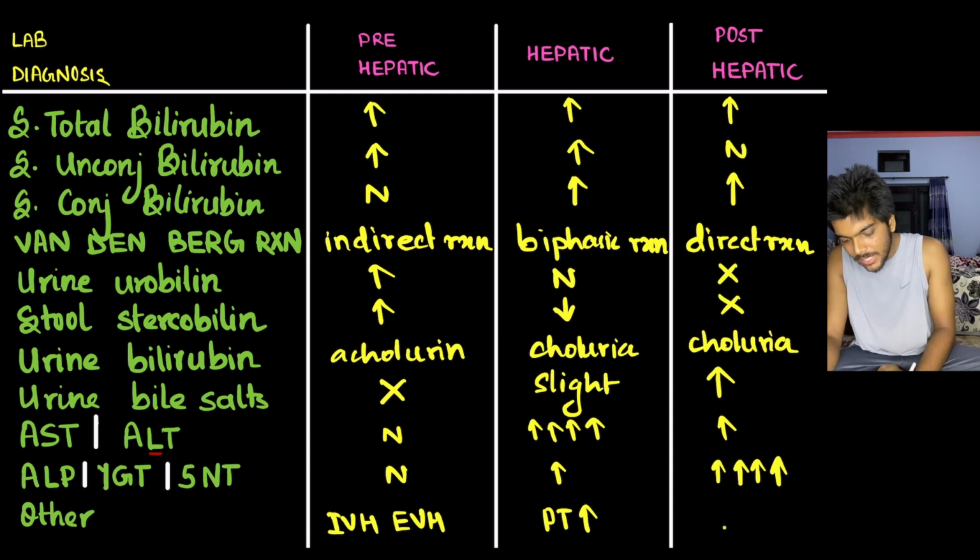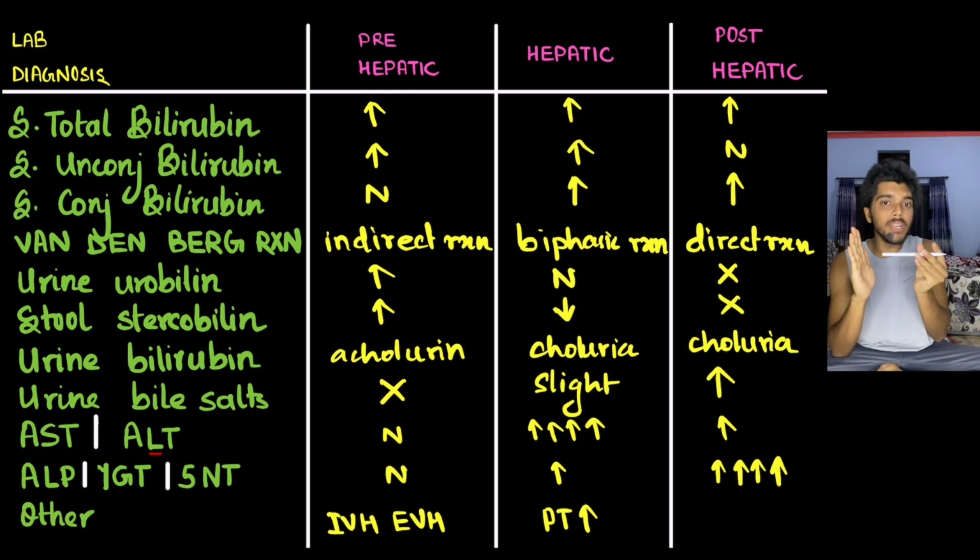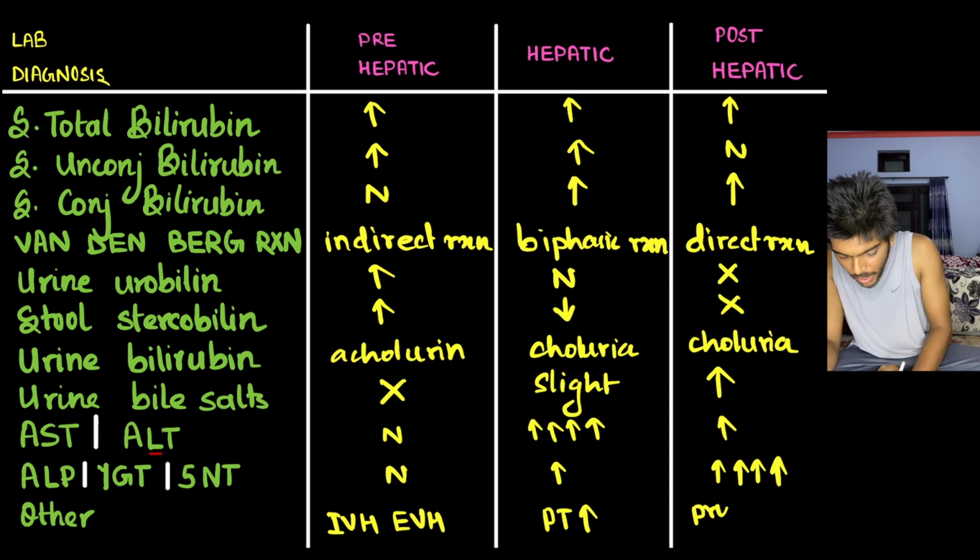As for post-hepatic, there is cholestasis. Due to cholestasis, the conjugated bilirubin is pushed back into the circulation. But at the same time, bile salt and cholesterol is also pushed back into circulation. Due to bile salt, there is pruritus, and due to cholesterol, there is xanthoma.